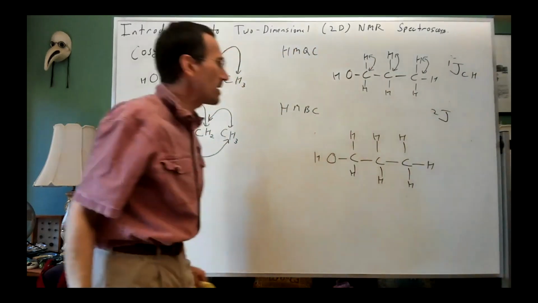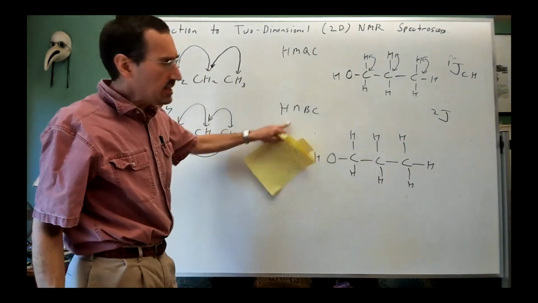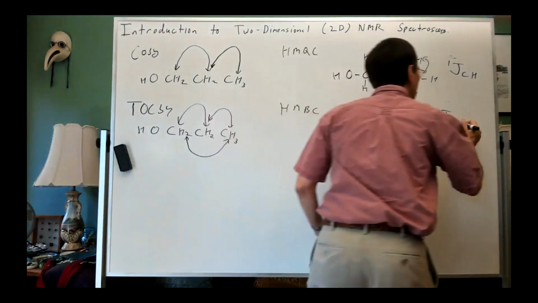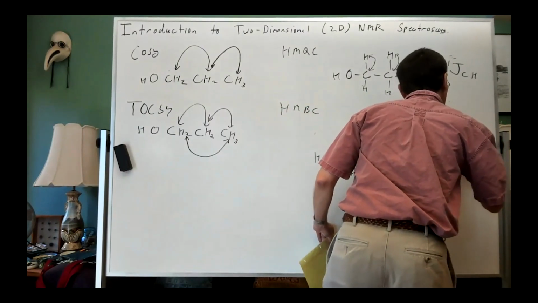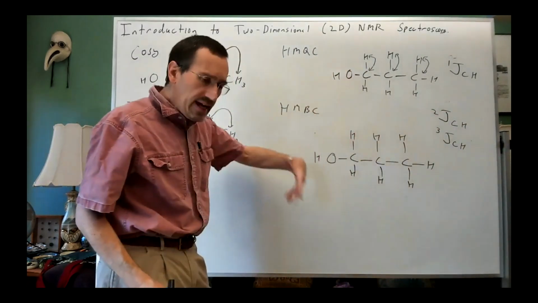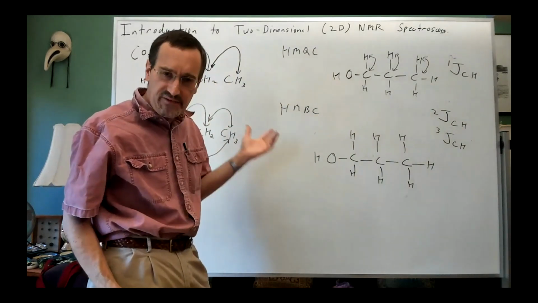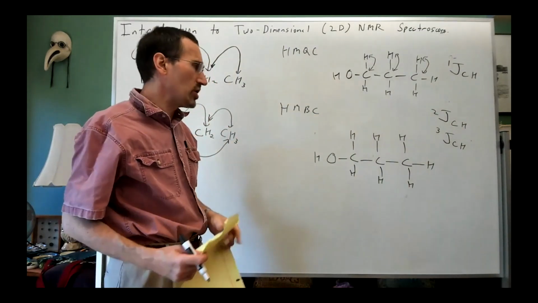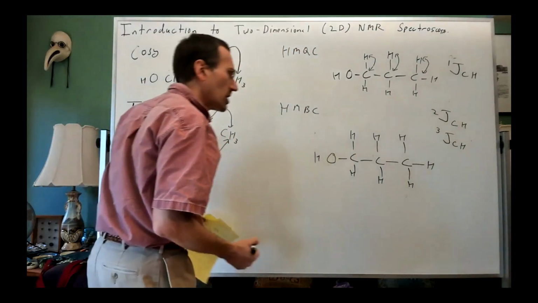It's picking up 1 bond coupling. For HMBC, we're going to typically be picking up J2CH and J3CH couplings. And of course, in the case of allylic and other long-range couplings, we might even pick up the occasional J4CH for longer range couplings.